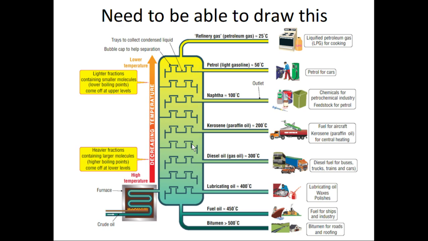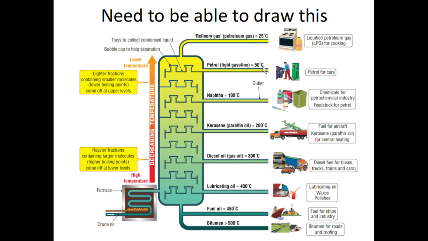The vapor will rise up through the column, passing all of the trays until it gets to the right temperature. Where the temperature of the column is equal to the boiling point or below the boiling point, it's going to condense there and the liquid will be collected in the tray. You need to have an understanding of this diagram. I think it would be helpful to draw it out into your notes.